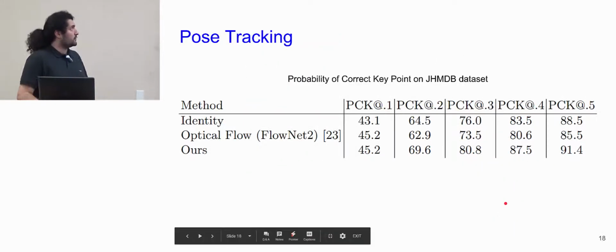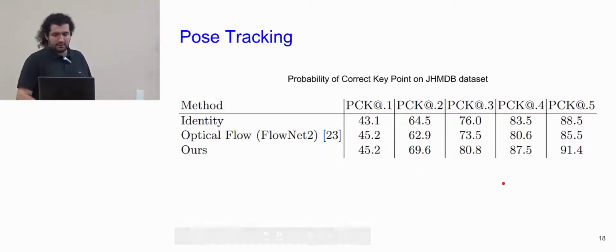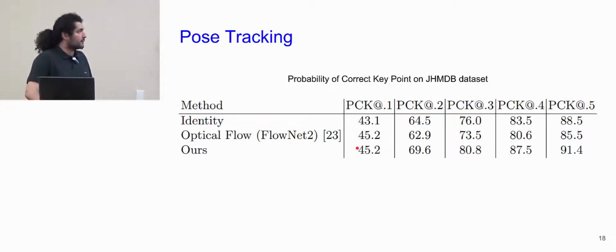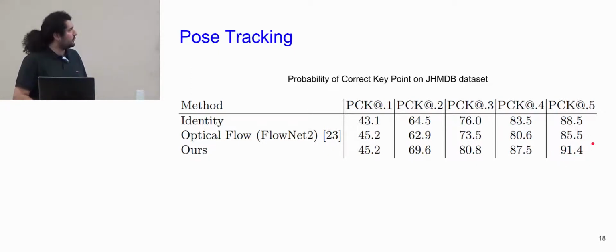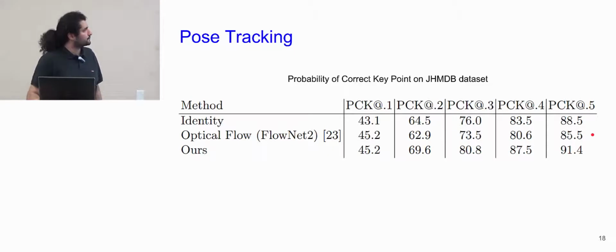This is the performance of pose tracking. They use the probability of correct keypoint metric to compare that. It's the percentage of correctly localized key points below a certain threshold. Those are the threshold points. With strict threshold values, both optical flow and the proposed method have the same performance. But if they increase the threshold value, they are able to outperform the optical flow method.